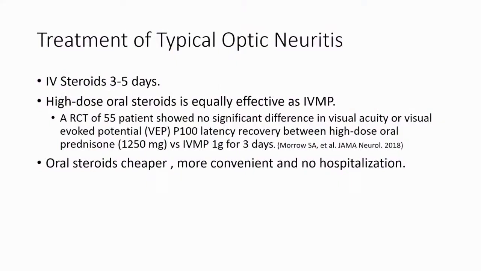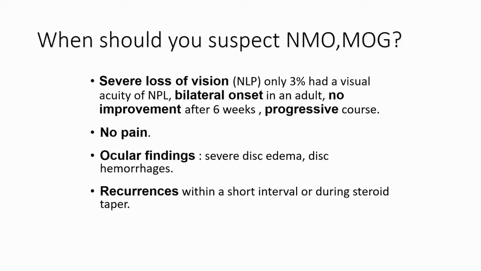So the way we treat optic neuritis, according to the optic neuritis treatment trial, is by giving the patient IV steroids for 3 to 5 days. Although now there are some studies that suggest oral steroids may be equally effective. So if you can give the patient 1,250 of oral prednisone or even 500 oral methylprednisolone, this can be as effective as giving them IV steroids. And oral steroids are cheaper, they don't require admission to the hospital, and they're more convenient to use.